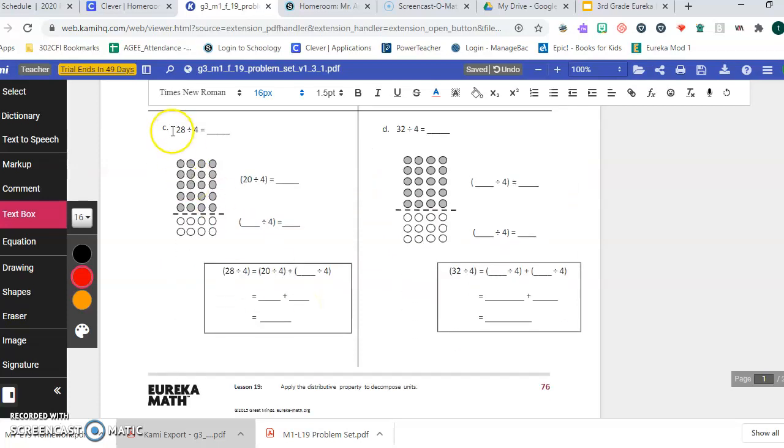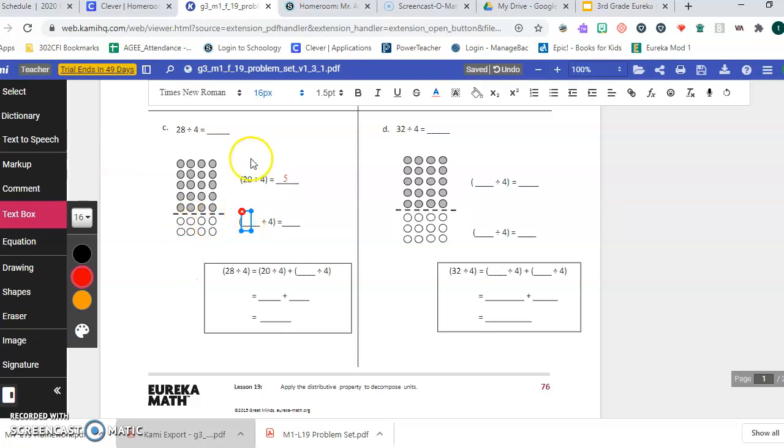Now down here, 28 divided by 4. So you see we've got our array, groups of 4 with 28 total items. 1 row of 4, 2 rows of 4, 3 rows of 4, 4 rows of 4, 5 rows of 4. They've broken 20 divided by 4 into 5 rows of 4. So I'm going to put that 5 there. And then they still have to get up to 28. So another row of 4 brings me to 24, and then another row of 4 brings me to 28.